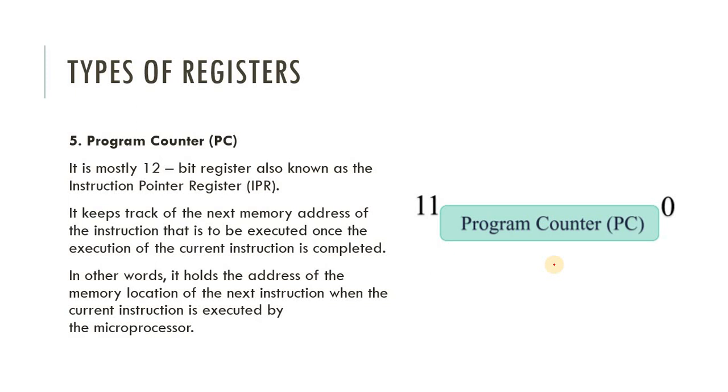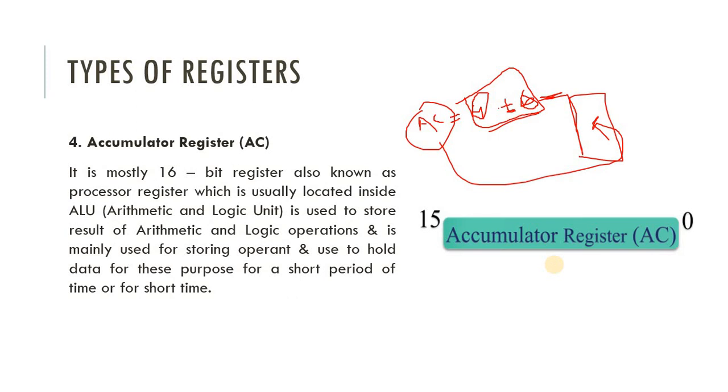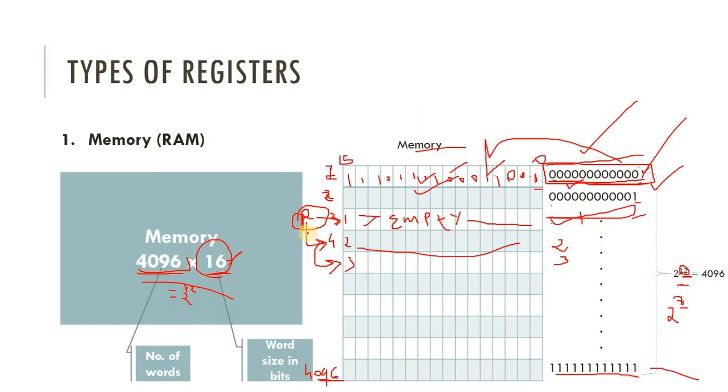In other words, it holds the address of the memory location of the next instruction when the current instruction is executed by the microprocessor. Okay, and the size of this is 12-bit. How? Because the program counter is pointing to the address, and the size of the address is 12 bits. That's why the size of the program counter is also 12-bit.